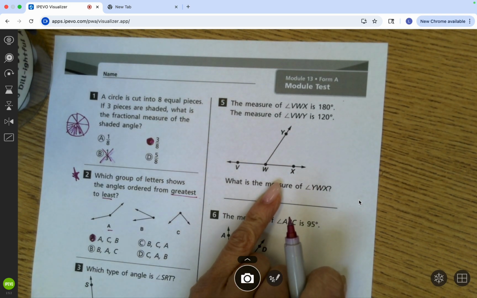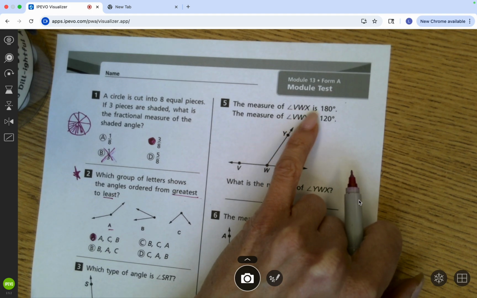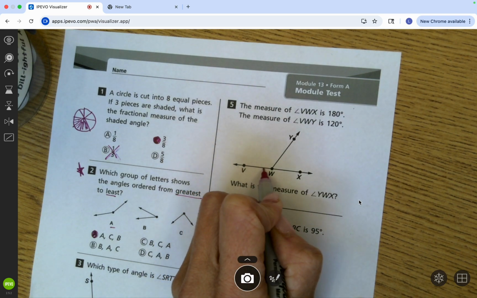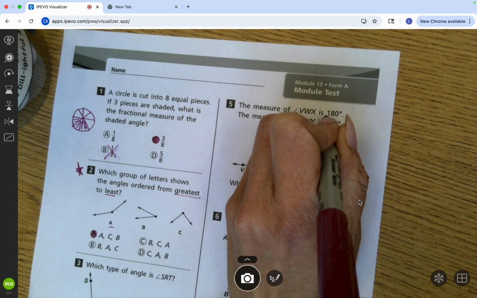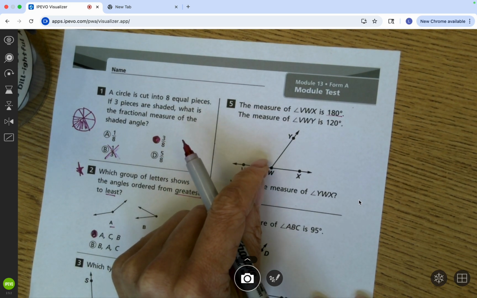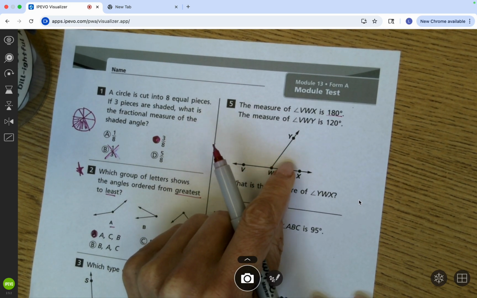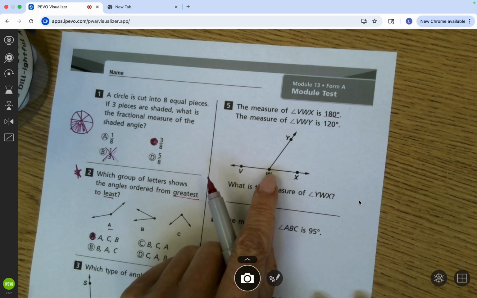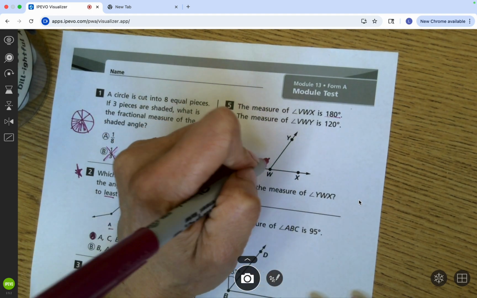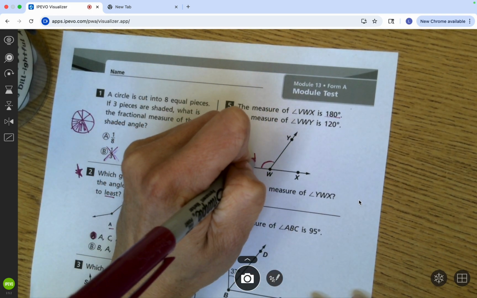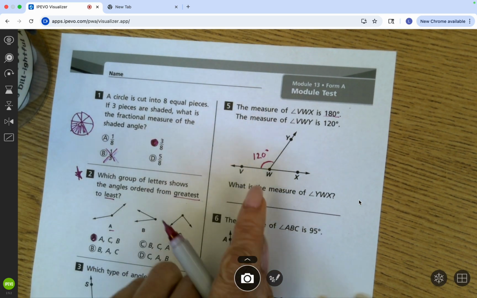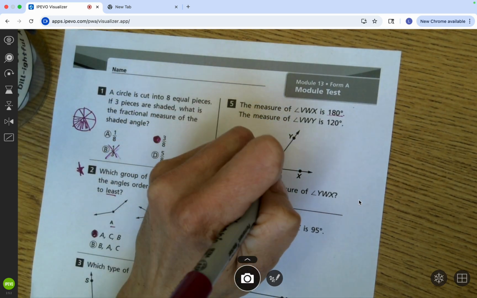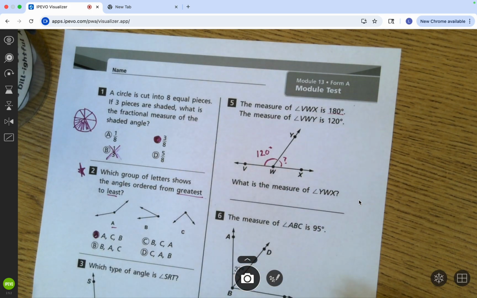Okay. The measure of angle VWX, we follow in order, right? VWX, looking straight. Is it a straight angle? Yes, it is 180 degrees. That means this whole angle, if I drew like a half of a circle, is 180 degrees. Then the measure of VWY, that's this angle here, is 120 degrees. And it's asking, what is the measure of YWX? So I need to figure out what this angle is here.